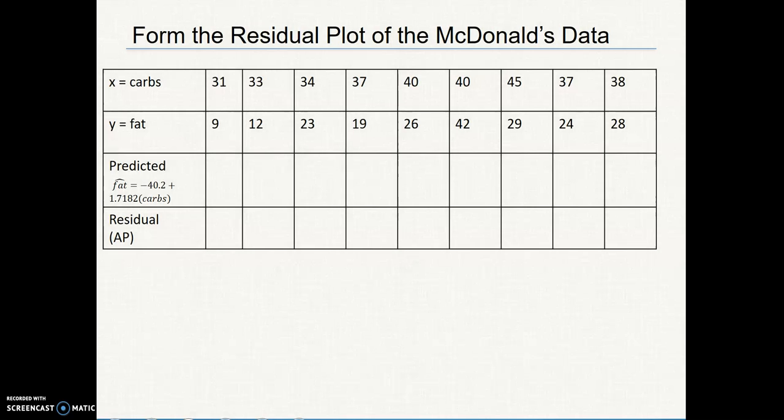On your McDonald's data of the beef sandwiches, it wants you to find the residual plot. We're going to look at it by hand first, and then I'll show you how to do it in your calculator. Your calculator instructions are also on pages 175 through 176. We would first have to find the predicted value. From the equation that our calculator gave us, we put in the amount of carbs. We have 31 carbs in this sandwich, so we put in 31 right here.